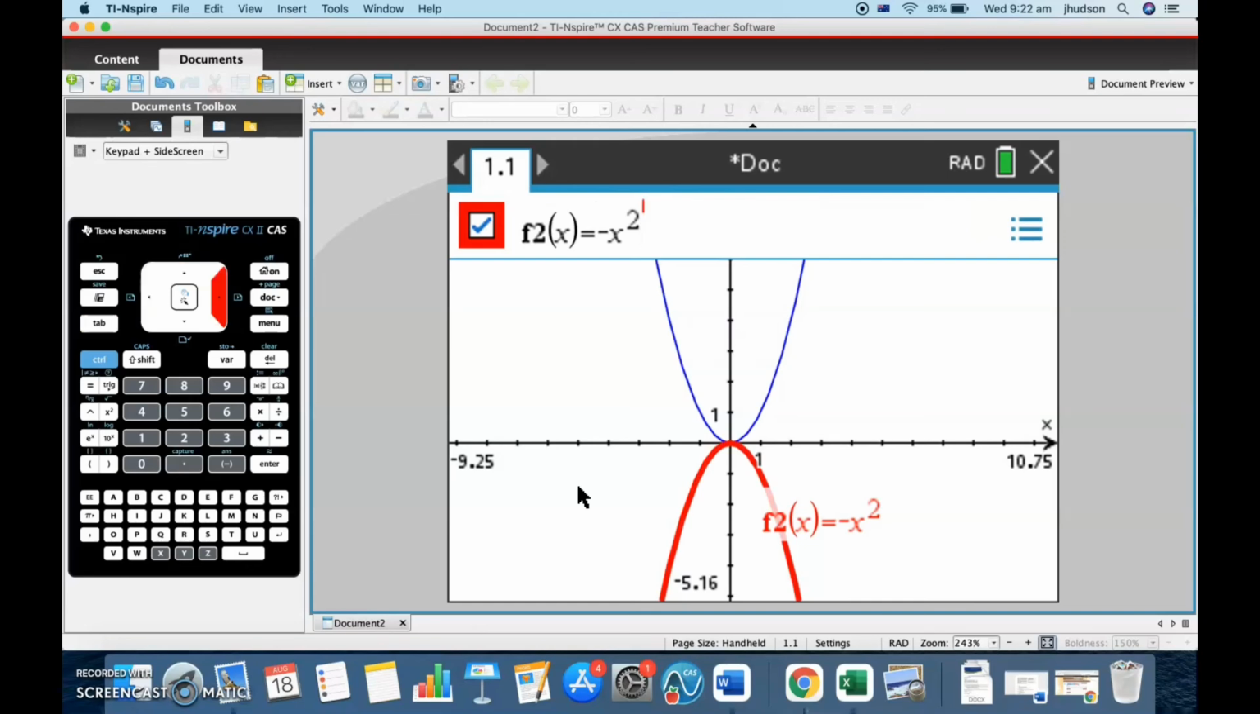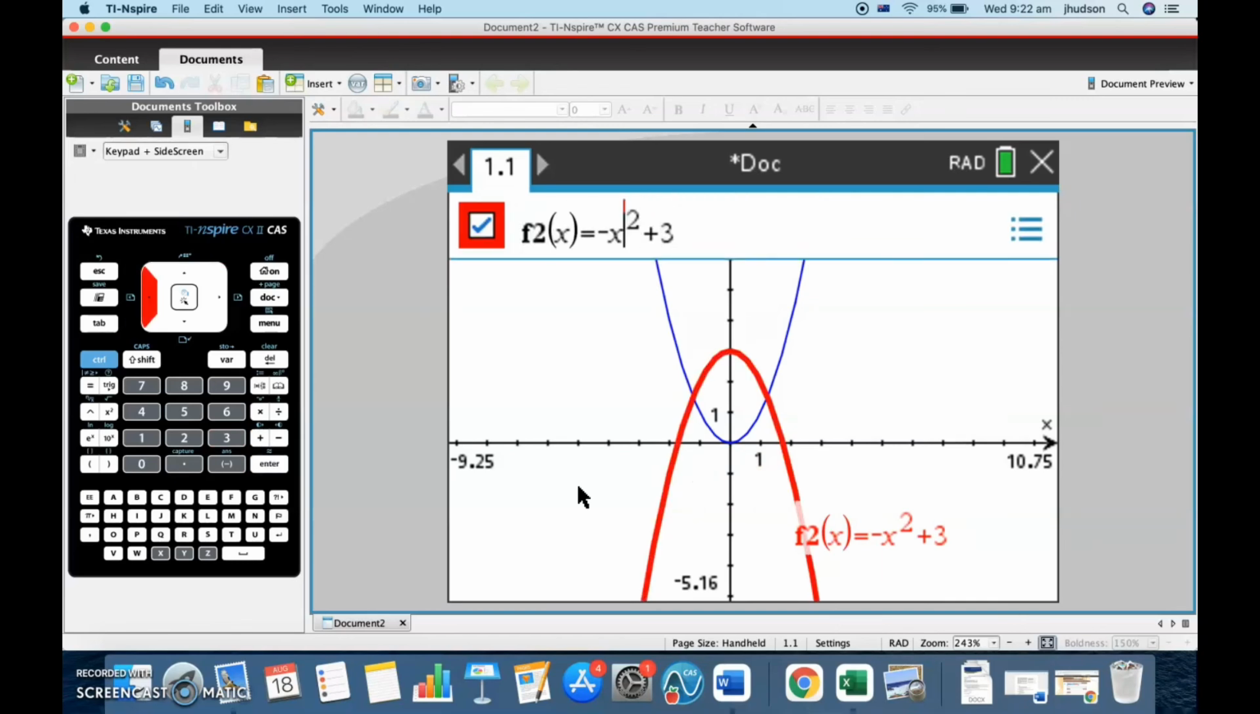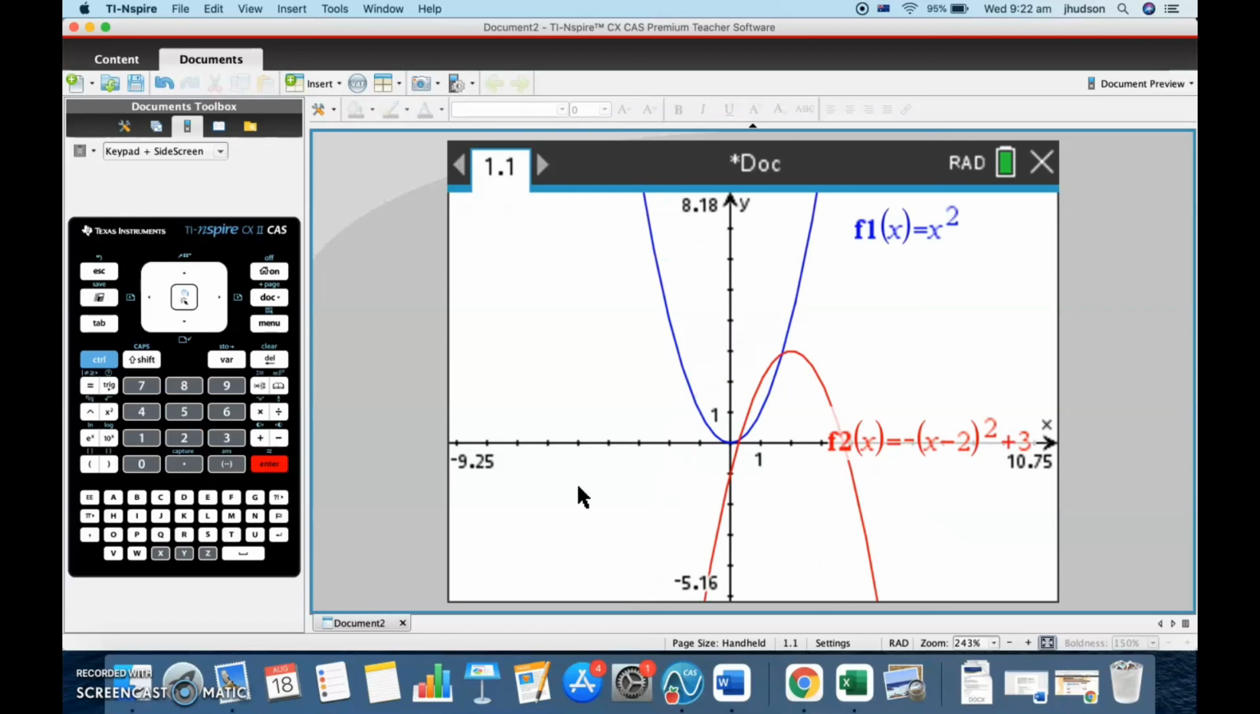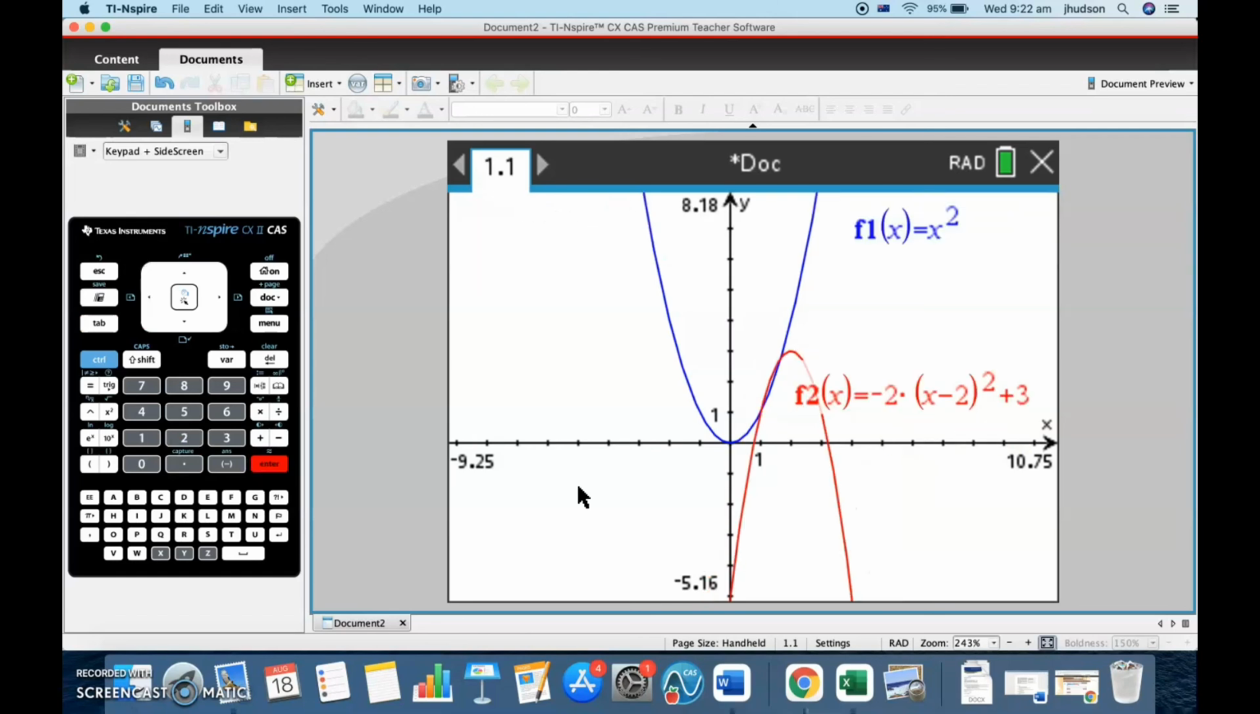If I want to flip it upside down and then move it up by 3, I can add a 3, just like that. If I want to move it 2 to the right, I would say minus 2. There we go. See how lots of changes are happening? And if I want to make it maybe a bit narrower, I might change this to a 2. There we go. So what's happened just then is I've shown you how to translate up and down, left and right. I've shown you how to dilate your parabola as well. And I've shown you how to flip it upside down with reflection too.